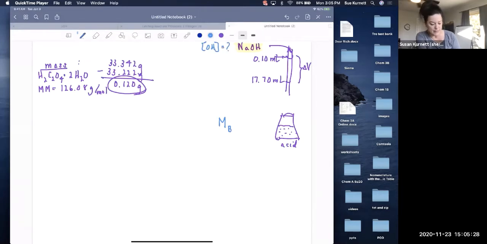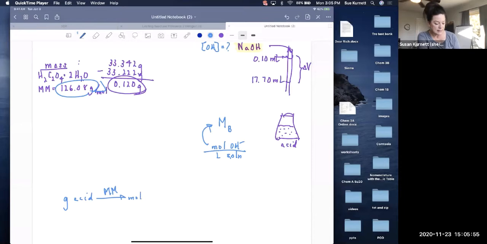And molarity is moles of base per liter of base solution. Okay, so we're trying to figure out what that is. We're going to start with a balanced chemical equation, and then we're going to use our grams of acid and its molar mass, 126.08 grams per mole, to get to the moles of acid. And then the balanced chemical equation to get to moles of base.